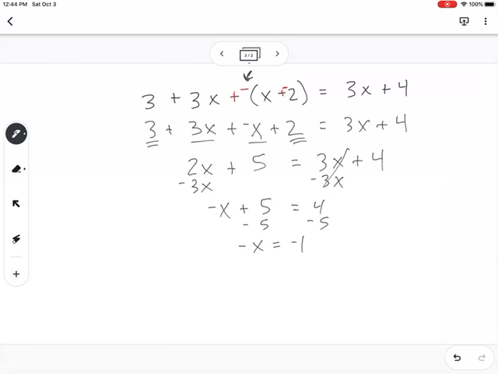Now, I want to make it really clear, this negative sign here means we're not done yet. You can't leave your answer as negative x equals negative 1. We want to know what x is. Right now we have negative 1 technically being multiplied by x. That's what the negative sign means. So we can undo that by dividing by negative 1 and doing that on both sides. The negative 1s cancel. On the other side, negative 1 divided by negative 1 is positive 1. So we're going to be left with x equals 1.